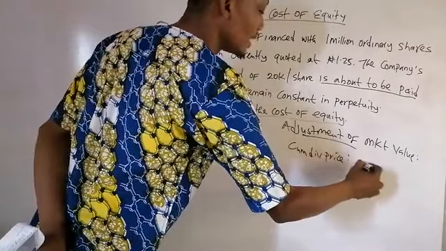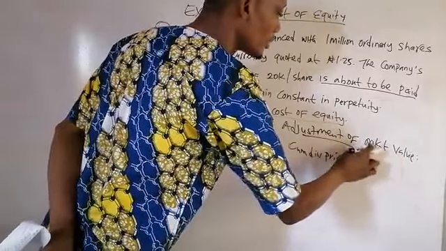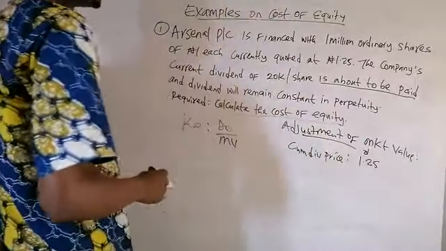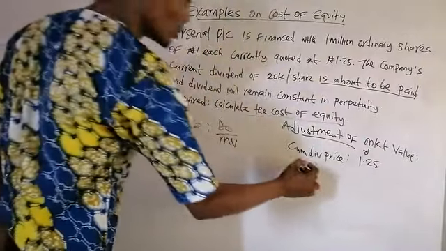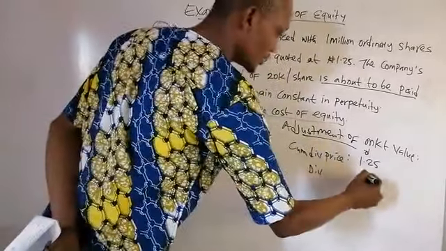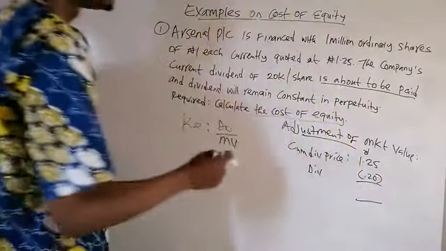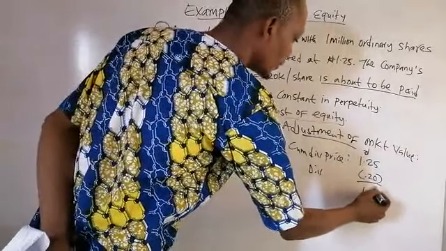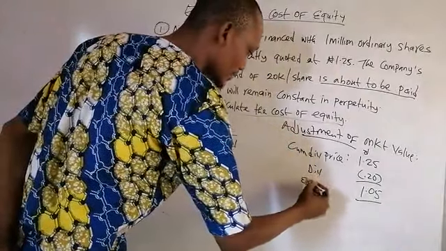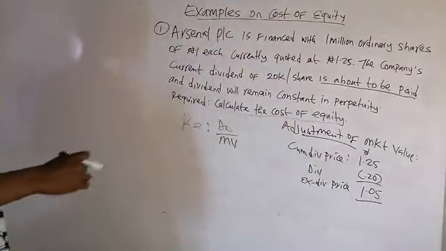is 1 naira 25 kobo. So, what is the dividend given to us? The dividend in the question is 20 kobo. So we have to remove it, 0.20. We adjust it. So what do we have? 1.05. That is the ex-div market price. So this is the price which you are going to use now.